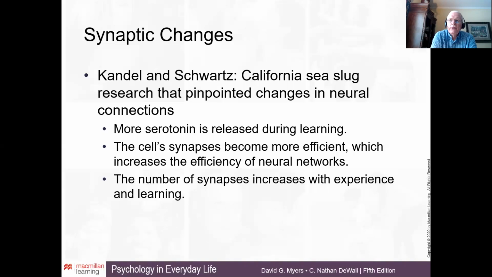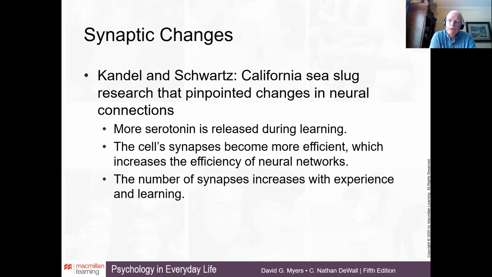What they did was they shocked the sea slug, causing it to retract its gills. So the shock was the unconditioned stimulus, retracting its gills was the unconditioned response. Then they squirted water on the sea slug and shocked the sea slug. And they did this a number of times. And of course, every time the sea slug got shocked, it retracted its gills.